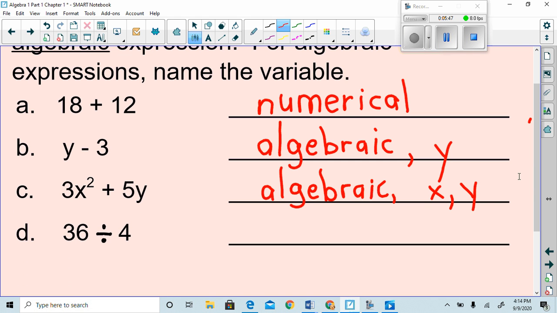On to my next one. 36 divided by 4 is just a numerical expression. Sometimes in algebra you will see division written in this form more often than with the division symbol. Every once in a while I'll point out something that we'll see on a regular basis.